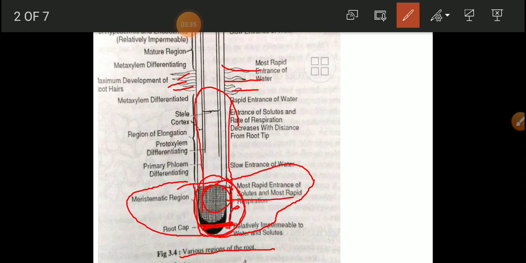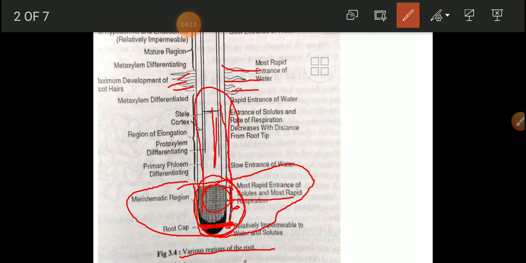Just behind that meristematic region, there is a slow entrance of solute, and the rate of respiration is also less in this region. Above that, there is the most rapid entrance of water. Keep in mind, this is most important. Water is absorbed by the root hairs of the plant, which are located just behind the elongation region, the region of elongation.